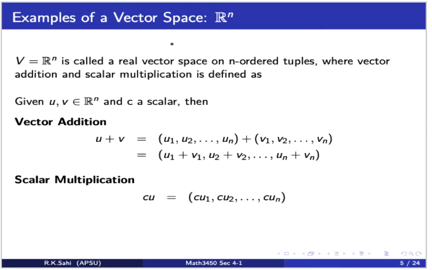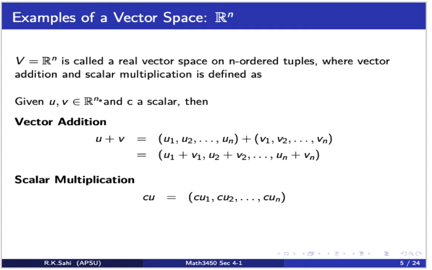The first one is the usual vector space of n-ordered tuples, Rn. This Rn is called a real vector space of n-ordered tuples, where vector addition and scalar multiplication are defined as follows. Given 2 vectors u and v in Rn and c a scalar, vector addition is nothing but adding up the corresponding elements of those vectors.